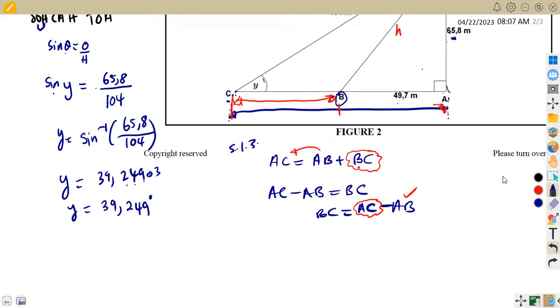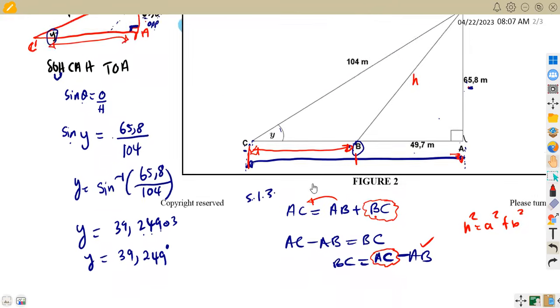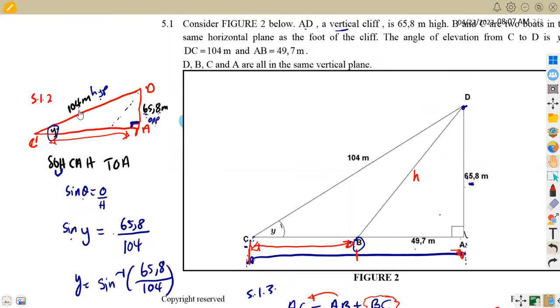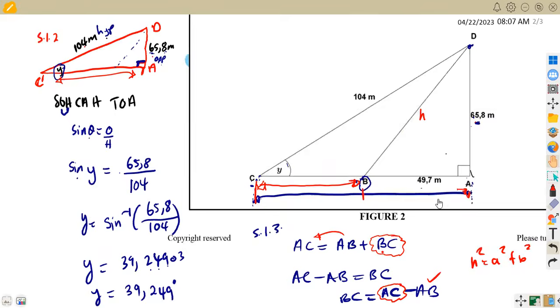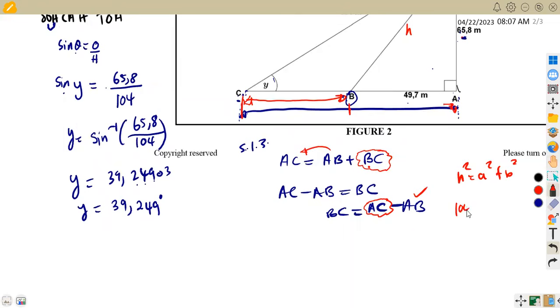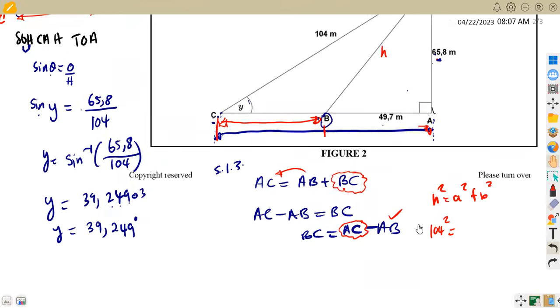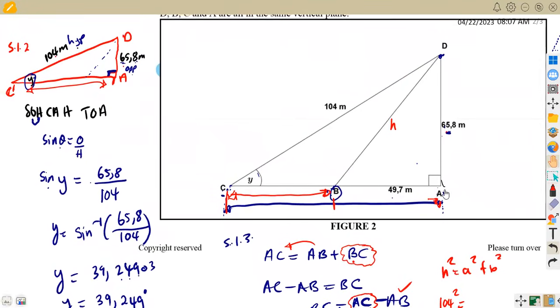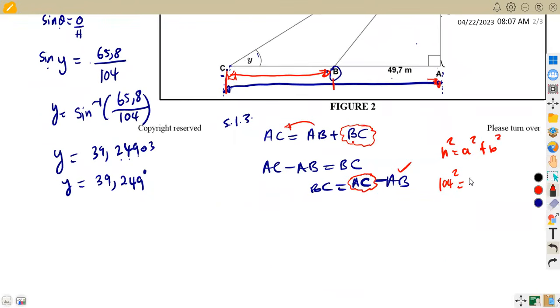So we know that from our Pythagoras theorem, we wrote this formula before: h squared is equal to a squared plus b squared, which means the hypotenuse is the what? The side opposite to the 90 in this case, which is the 104. So we're going to have 104 squared is equal to the other sides, we are referring now to the side AD and AC, of which AD is 65,8. So this is going to be 65,8 squared plus the part that is left, which is AC squared.